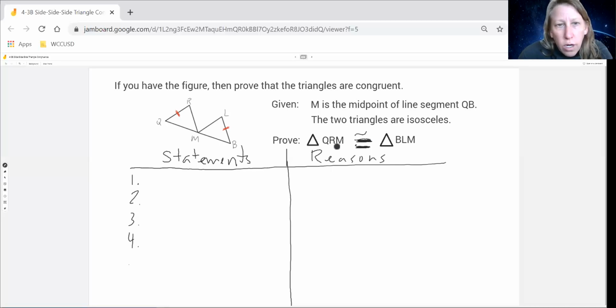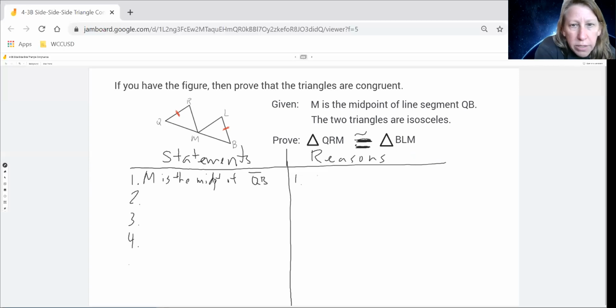And triangle QRM is congruent to triangle BLM. Does it look like they're congruent? Yeah, mostly. Okay, now we're going to actually have to prove it. So I can start with the given information. Let's start with the first statement, and I'm just going to rewrite that right in here in my proof. M is the midpoint, I'm going to abbreviate, of line segment QB.